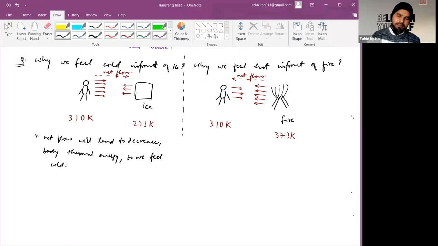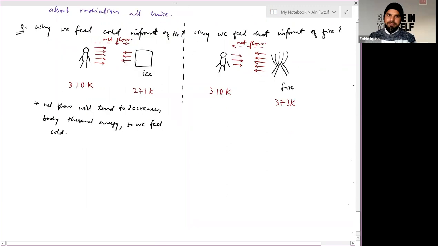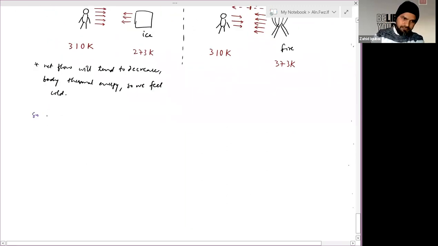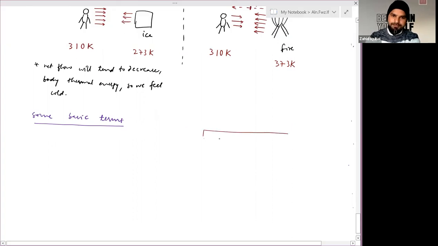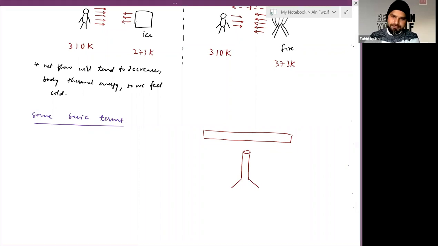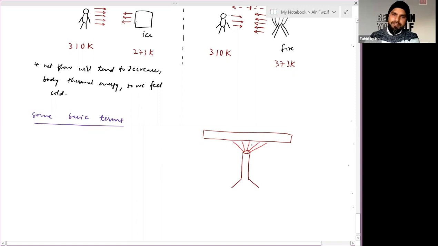Now to define this radiation, let me define for you some basic terms related to it. Suppose there is a body which is placed over a burner, so that radiation or heat is falling on it continuously. Let's say the amount of energy or radiation incident on it is Q incident.